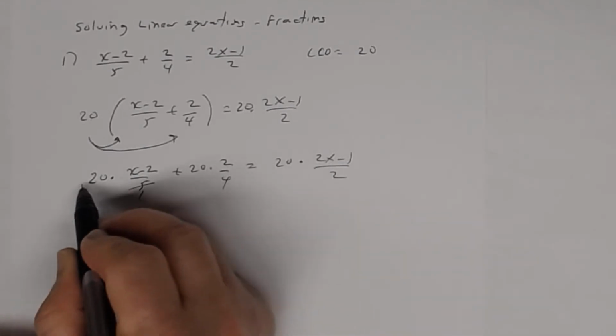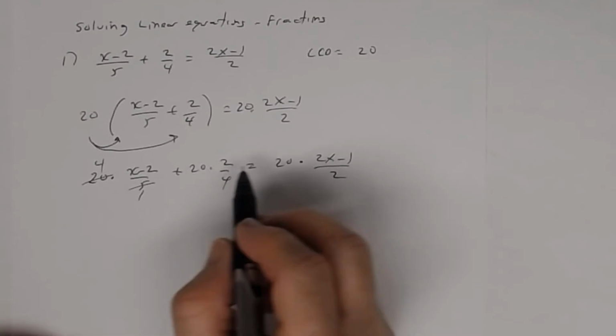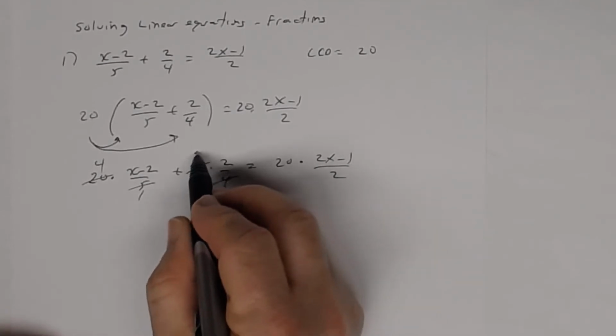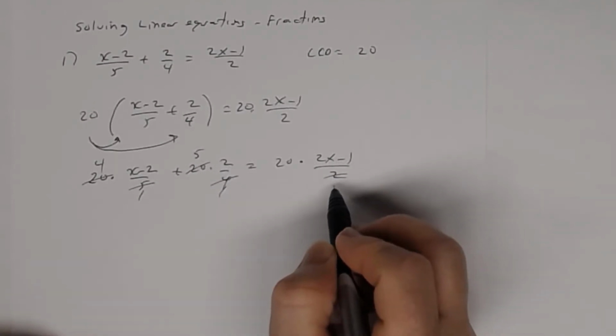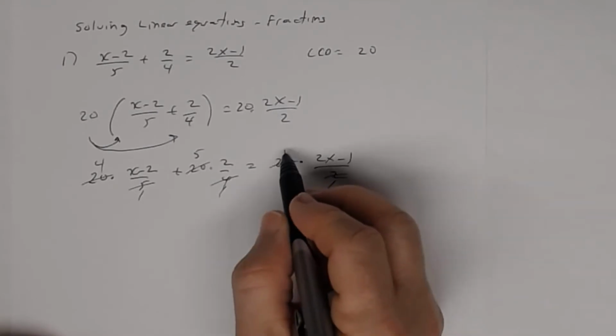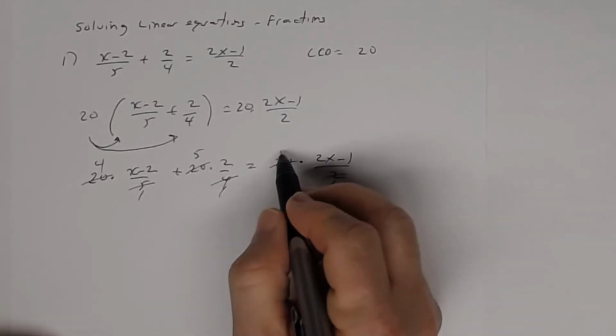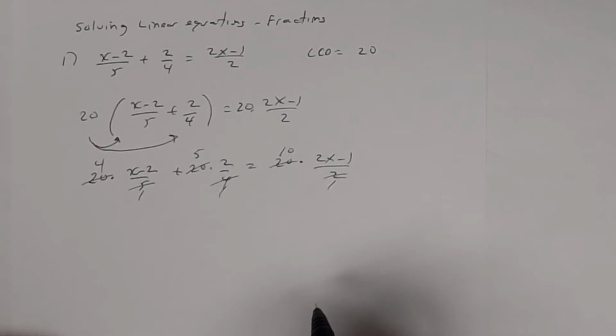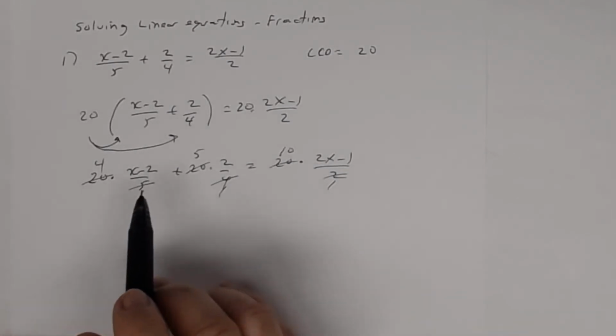5 into 5 is 1. 5 into 20 is 4. 4 into 4 is 1. 4 into 20 is 5. 2 into 2 is 1. 2 into 20 is what? That's 10, right? So that's 10. Okay? All right, now be careful with the next part.